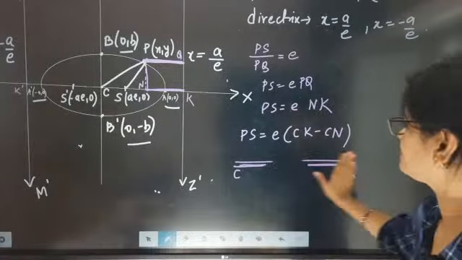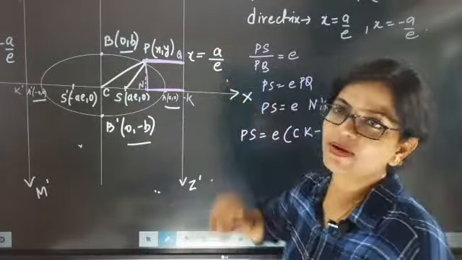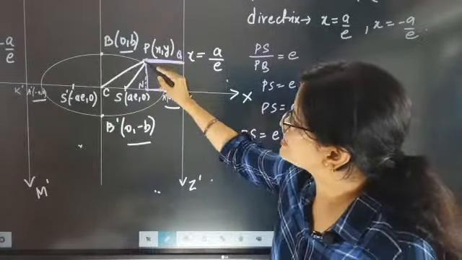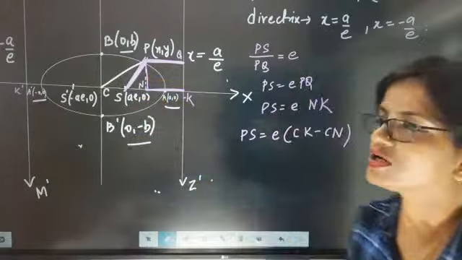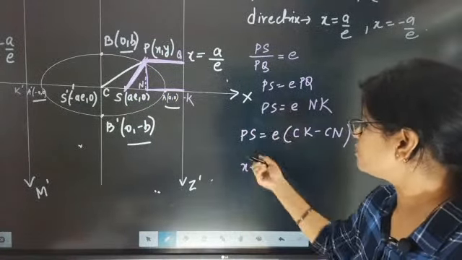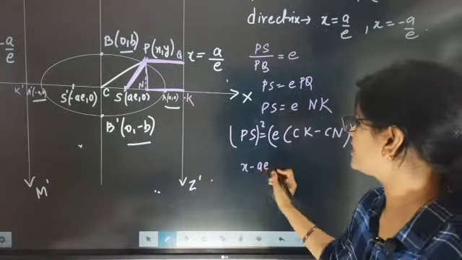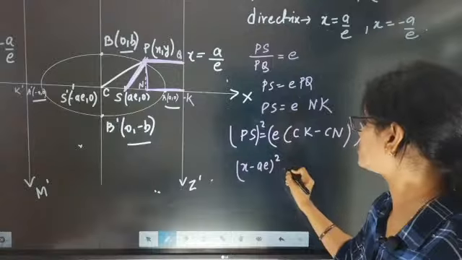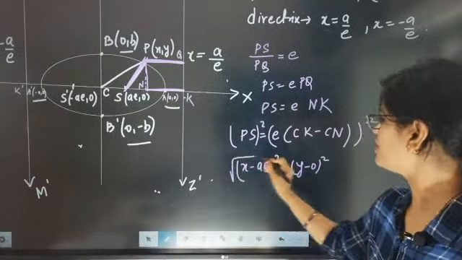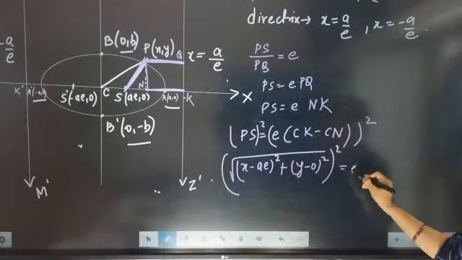Now what is CK? CK is nothing but this x equal to A by E, the directrix equation. So now PS is what? X minus PS is the distance between this arbitrary point and focus. So we can write x minus AE. Now the root part, so we are going to first square both sides. Once we square both sides, it is coming as x minus AE whole square plus y minus 0 whole square, root under, and outside square is there. So square and root will eat each other. Now eccentricity square is there.